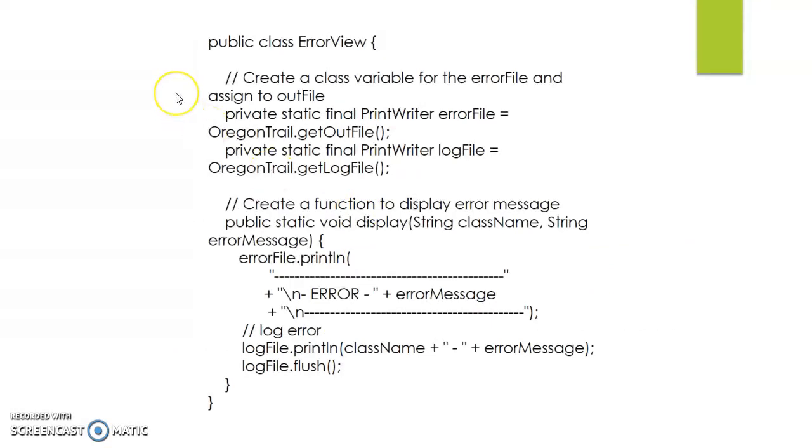Now we create an error view class. In here, we'll create a class variable for the error file and assign it to out file. And then we'll create a function to display the error message. Whenever there's an error message sent out, with the syntax here, with the log error, it's going to push that error and print it into the log file.